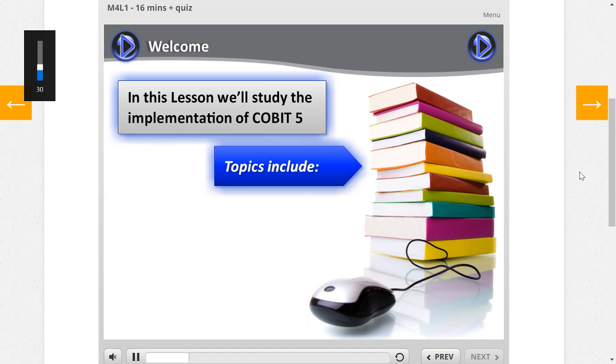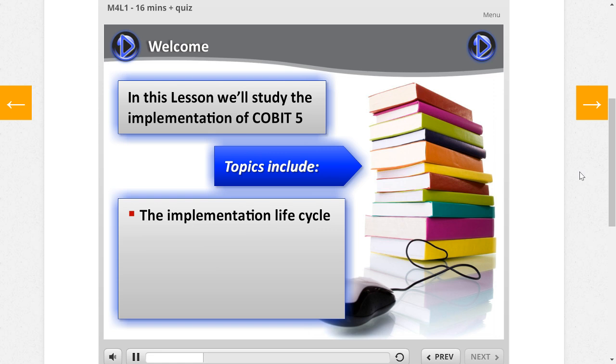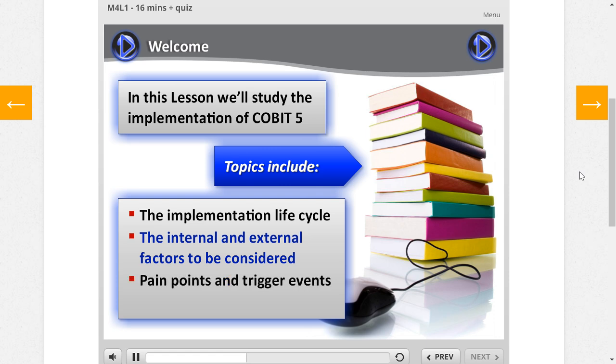The topics covered include the implementation lifecycle, the internal and external factors to be considered, pain points and trigger events, and making a business case. This is a foundation course, and so covers just the basics. It is based on material in the COBIT 5 framework publication. A more detailed treatment is available in the publication COBIT 5 Implementation, which is available from the ISACA website.